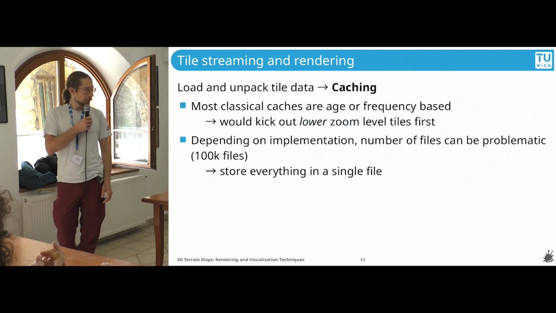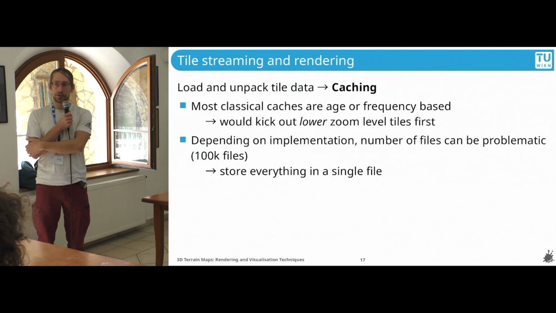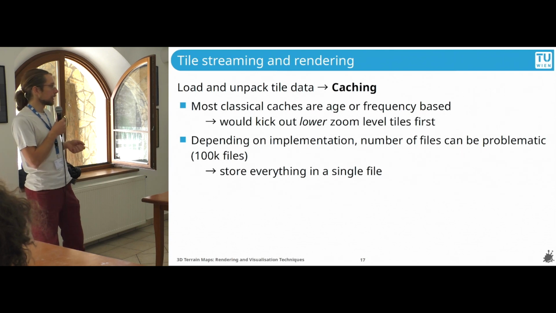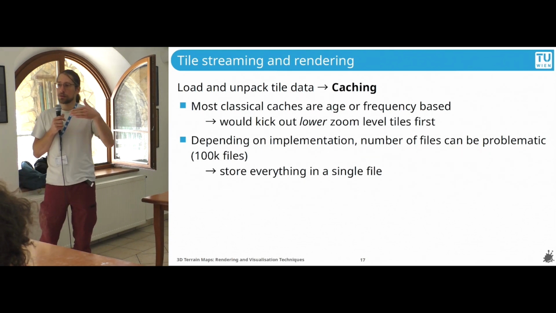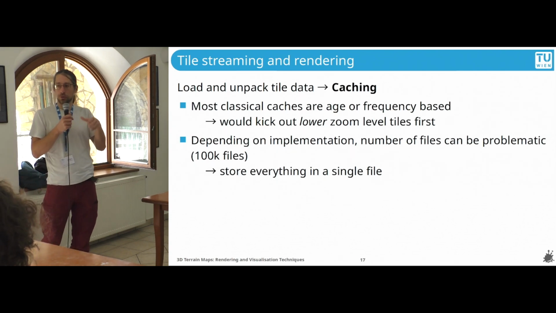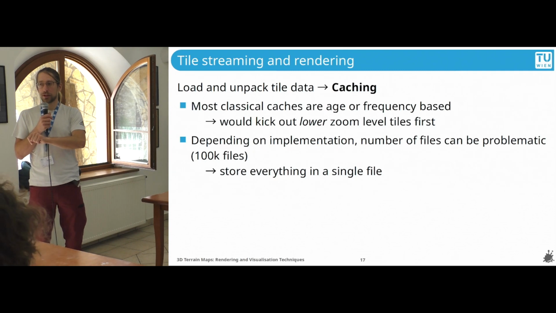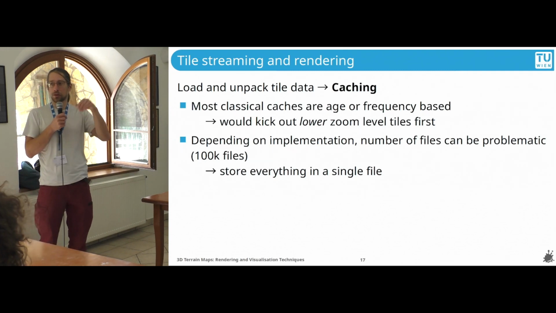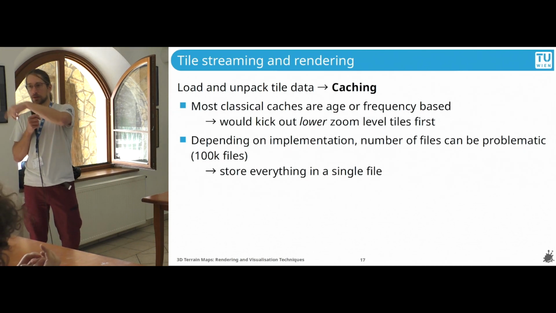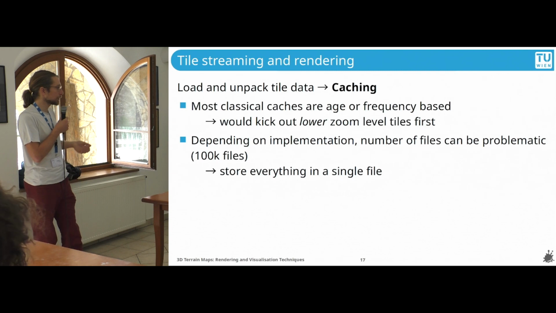So if we request too much, there will be an automatic throttling. So let's talk a bit about caching. The most classical cache is an age-based or a frequency-based cache. So this is what the web browser uses most of the time. However, we said that if we have no higher resolution tiles, we want to show lower resolution tiles. However, most of the time we will see these higher resolution tiles. And this means that the lower resolution tiles will not be requested, and this again means that they will fall out of the cache. So this is something that we can't really have.